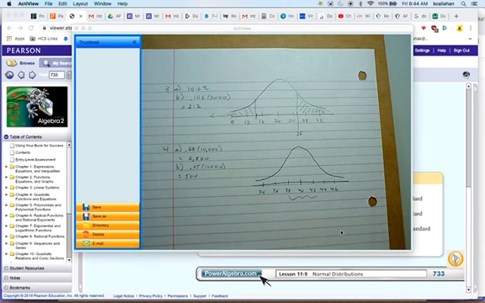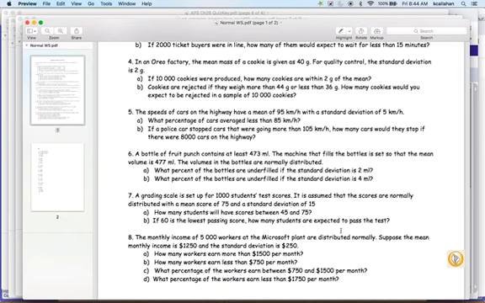Okay, 5. The speeds of cars on the highway have a mean of 95 and a standard deviation of 5. Okay, draw a curve. See how boring this gets?